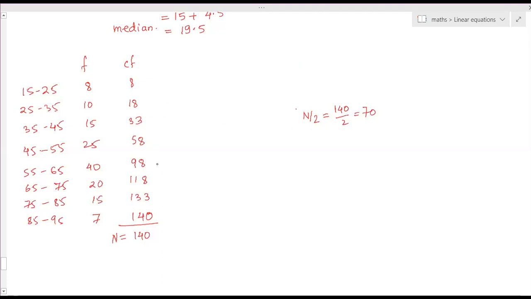So just above 70. What is the median class? We have to calculate n by 2, that is 140 by 2. So we get 70. So the median class will be 55 to 65. That is 98. This is the median class, right?